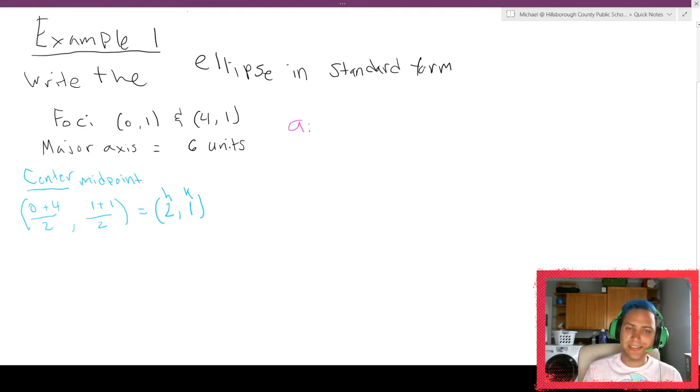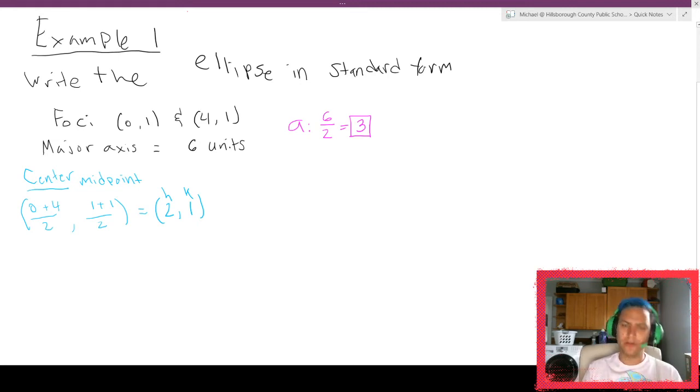Well, that's really easy, right? Because a is the major axis. They told me the major axis is 6. Well, if the major axis is 6, remember that's 2a. So we just take 6 and divide it by 2. And what we know then is that our ellipse from the center along our major axis is 3 units long.